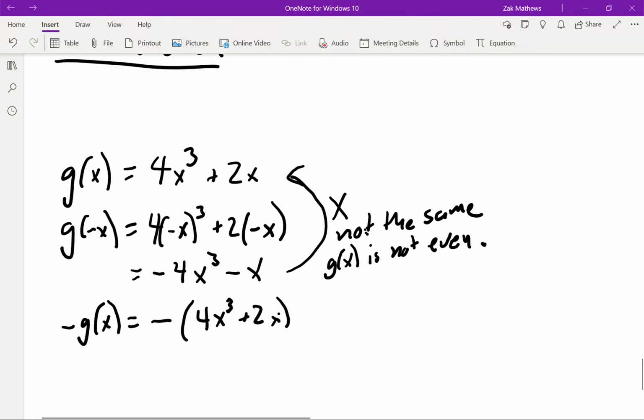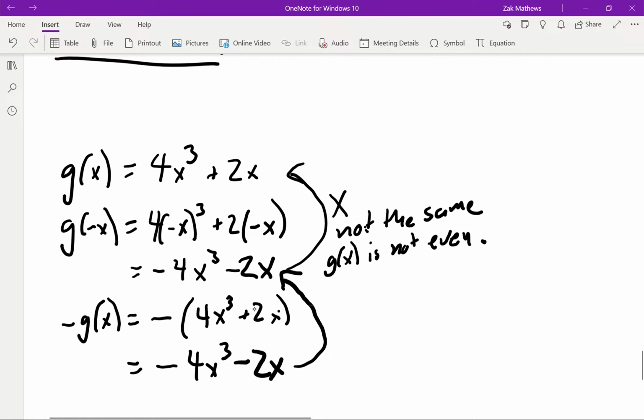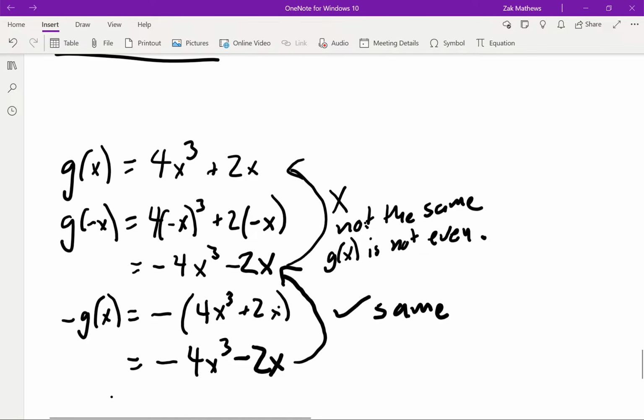And so when we distribute, we get a negative 4x cubed minus 2x. And now that I'm going back and looking at my work, I knew what this function should be. That is not the same as what this was, but I left off a 2 there. I think I said it and I just didn't write it. When we take 2 times the negative x, it should be a negative 2x up here in this line. So now that I have that corrected, if I compare my negative g of x to my g of negative x, those are the same, which means g of x is odd.